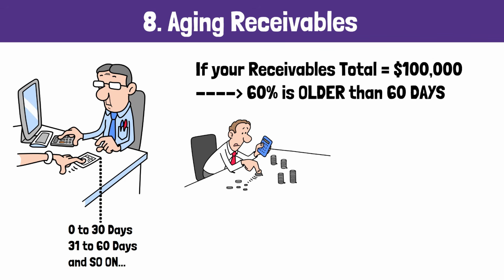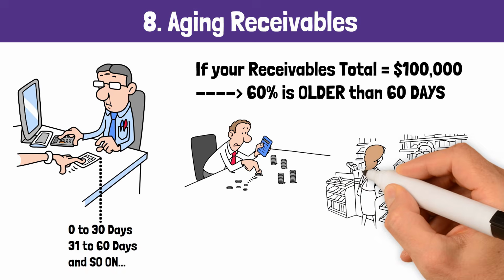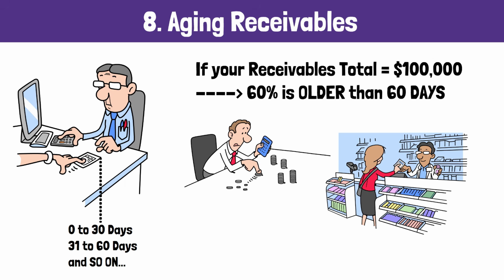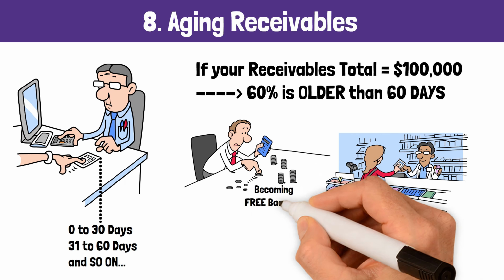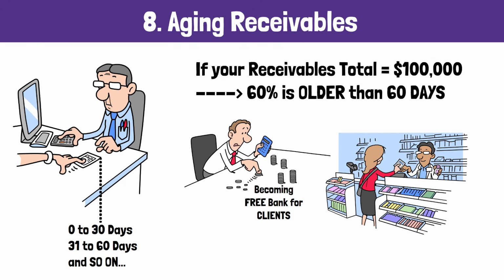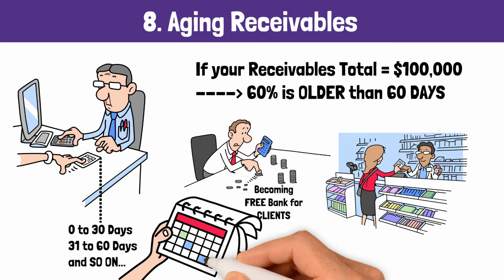Most small businesses celebrate sales and ignore receivables. Sales without collection equals 0 cash. Aging reports show whether customers pay on time or if you are becoming a free bank for clients. Strong businesses chase collections aggressively and offer early payment discounts to speed up cash instead of waiting months.